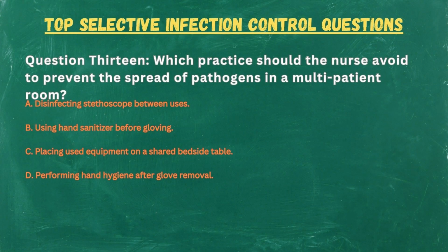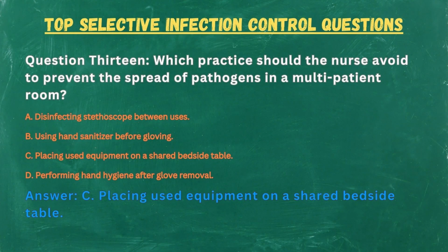Question 13. Which practice should the nurse avoid to prevent the spread of pathogens in a multi-patient room? A. Disinfecting stethoscope between uses. B. Using hand sanitizer before gloving. C. Placing used equipment on a shared bedside table. D. Performing hand hygiene after glove removal. Answer. C. Placing used equipment on a shared bedside table.